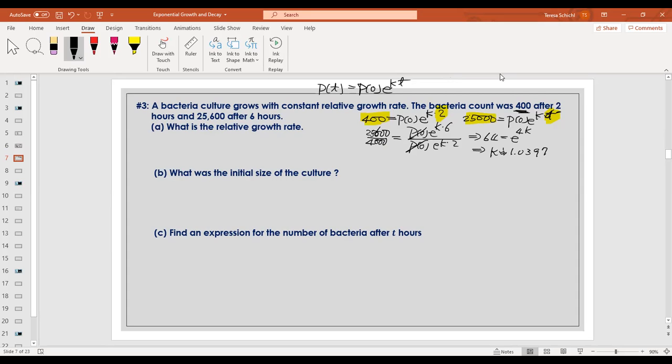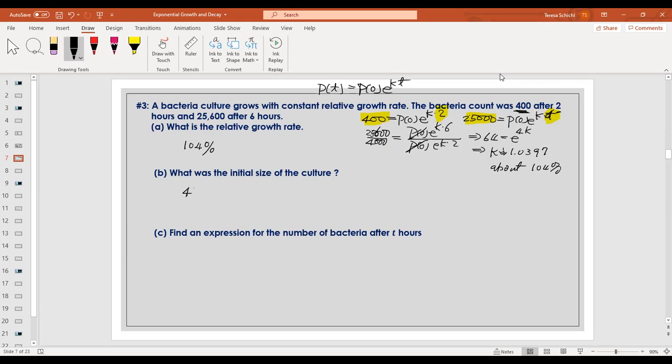Okay, so what is the relative growth rate? Let's put it into percentage. So it's about 104%, right? So this is 104% growth, the relative growth rate. Okay, so now they say the second part, hey, after you find the growth rate, what is the initial size?